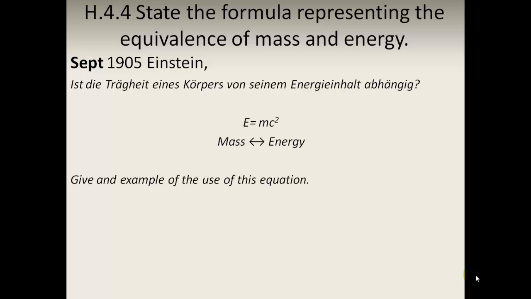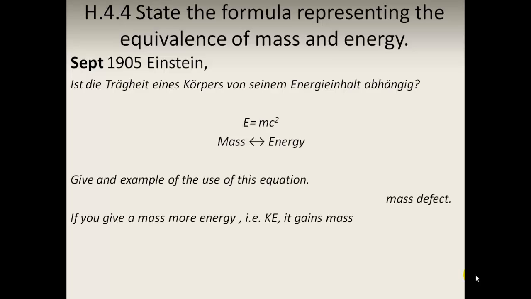You know already that in nuclear processes, when you have a mass defect, mass can be converted directly into energy. And it can also be in this way. If you give a mass more kinetic energy, you go faster, it will also gain mass. The more energy you give it, the more massive it gets.